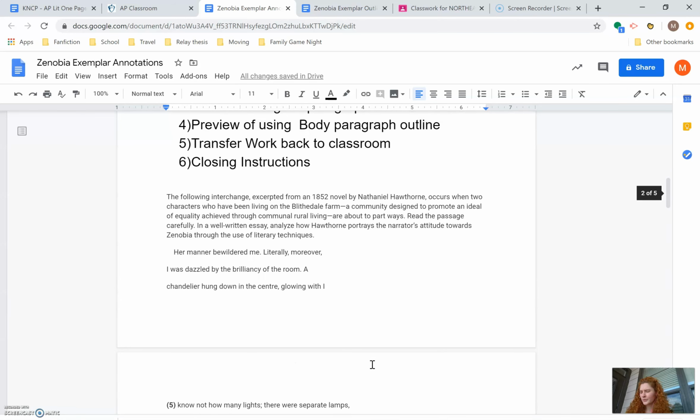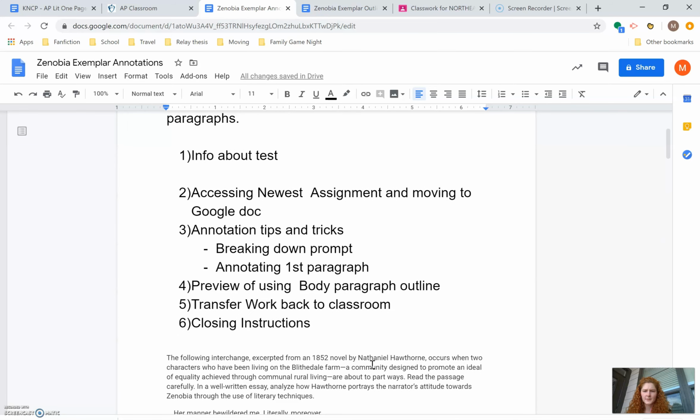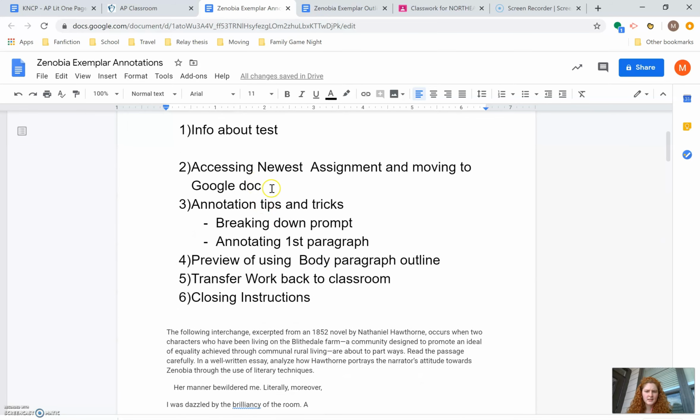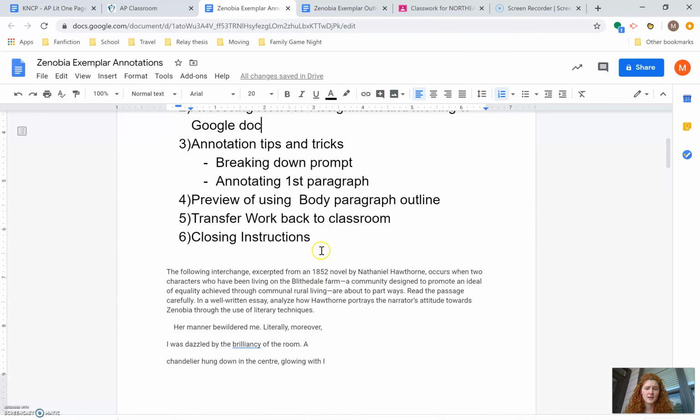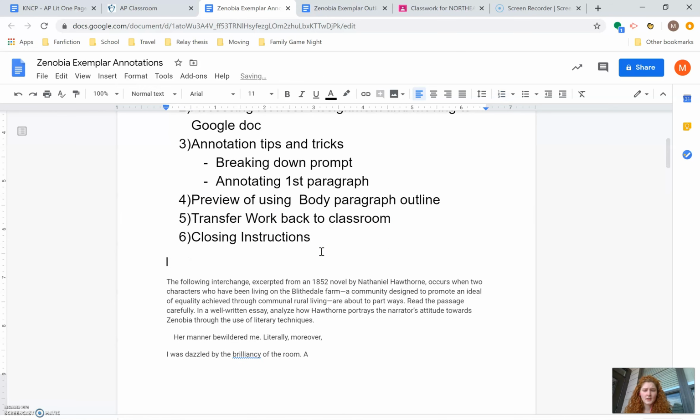This is the outline of the video, just so you can pace it for yourself. So we talked about the test, we accessed the assignment and moved it to the Google Doc. We're going to go over the annotation tips and tricks, including breaking down the prompt and annotating the first paragraph of this assignment, and then previewing using the body paragraph outline, transferring the work back to the classroom, and then I'm going to give you the closing instructions for the week.